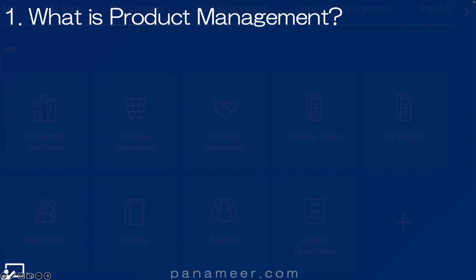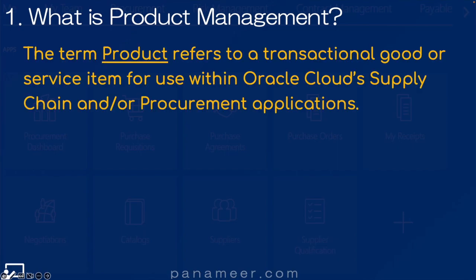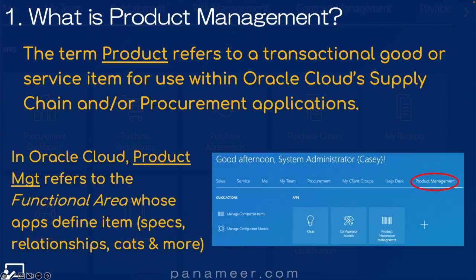What is a product, or what is product management? The term product refers to a transactional good or service item for use within Oracle Cloud's supply chain and/or procurement applications. In Oracle Cloud, product management refers to the functional area whose applications define items. So think specs, relationships, item categories, purchasing categories, and more.